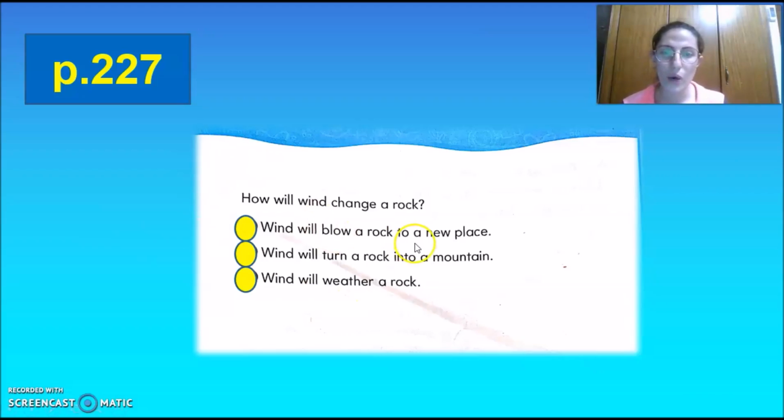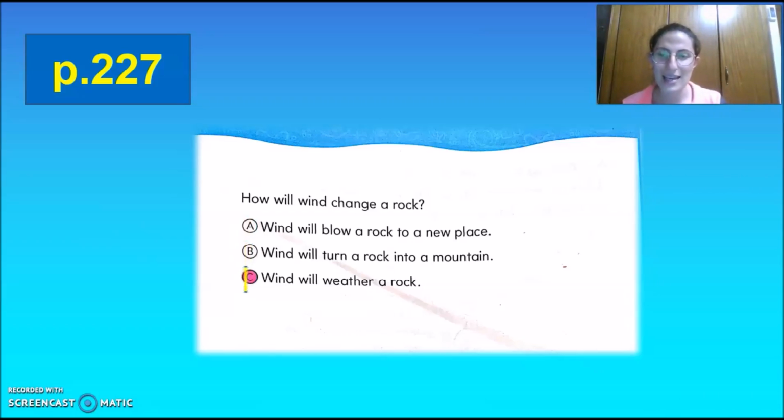A. Wind will blow a rock to a new place. B. Wind will turn a rock into a mountain. C. Wind will weather a rock. Take a minute to think. How will wind change a rock? A. Wind will blow a rock to a new place. B. Wind will turn a rock into a mountain. C. Wind will weather a rock. What do you guys think?